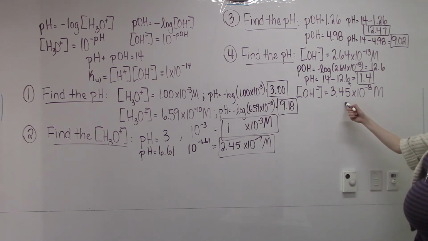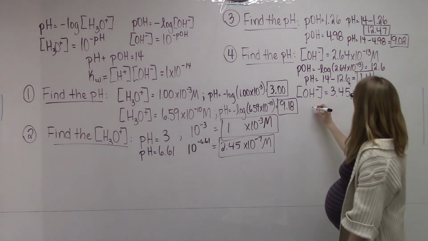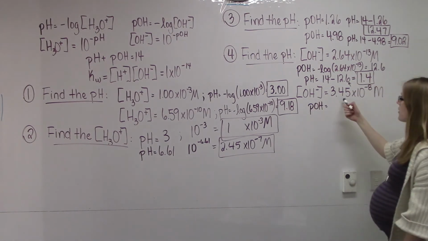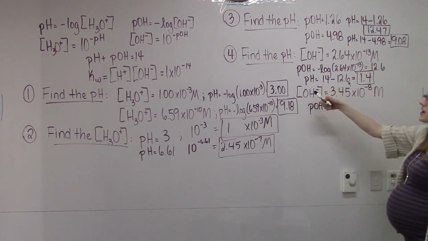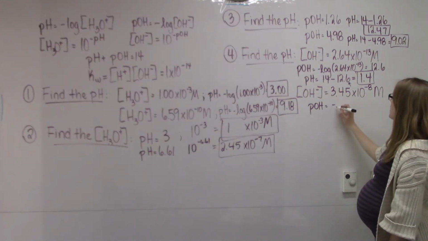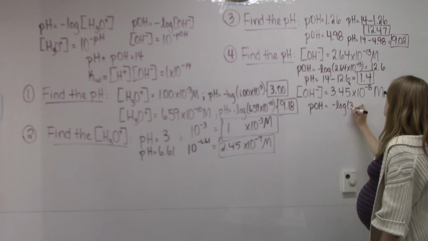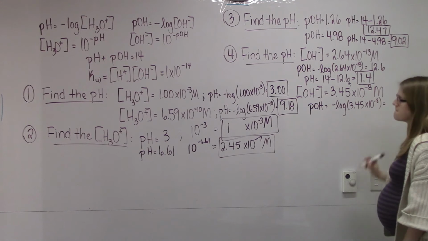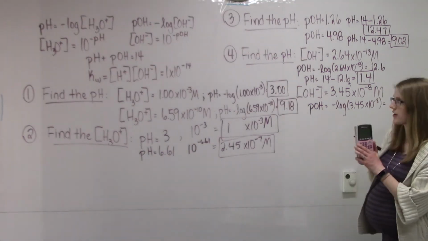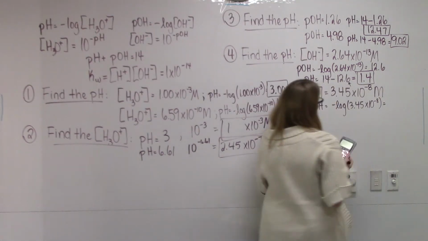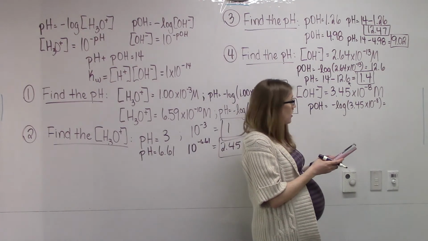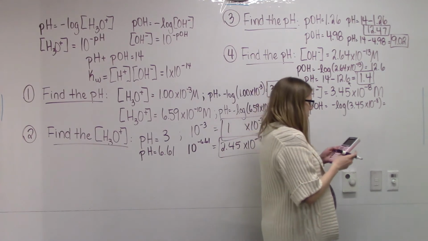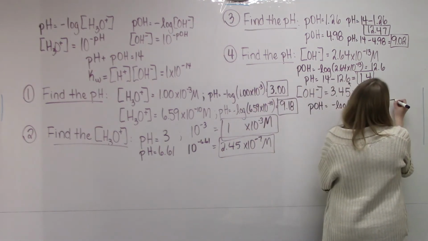Okay, so let's do the last one here. pOH equals, we always have to calculate pOH first with OH minus. We can't get directly to pH. The negative log of 3.45 times 10 to the negative 8. Okay, plug that into our lovely calculators. We get negative log of 3.45 times 10 to the negative 8. We get 7.46.